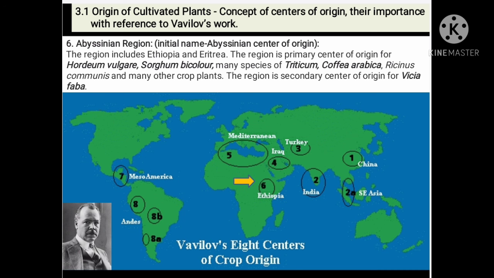After completion of the fifth, the sixth center of origin is the Abyssinian region, initially the Abyssinian Center of Origin. While you observe the map, figure number 6, that is Ethiopia, is the sixth center of origin. This region includes Ethiopia and Eritrea. The region is a primary center of origin for Hordeum vulgare, Sorghum bicolor, and many species of Triticum, Coffea arabica, Ricinus communis, and many other crop plants. The region is the secondary center of origin for Vicia faba.